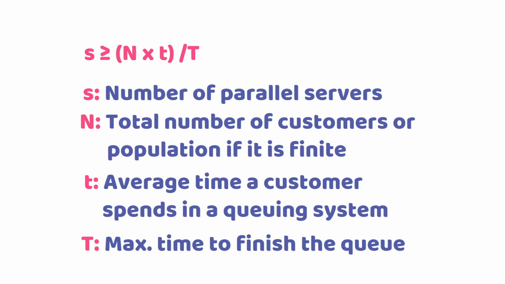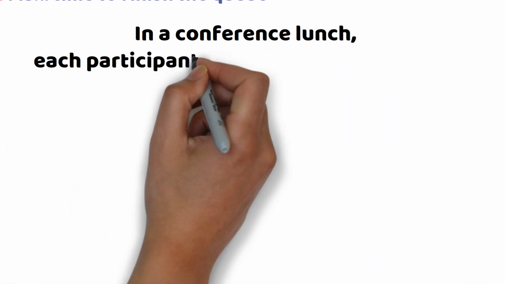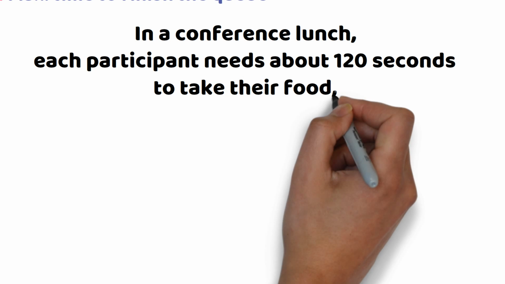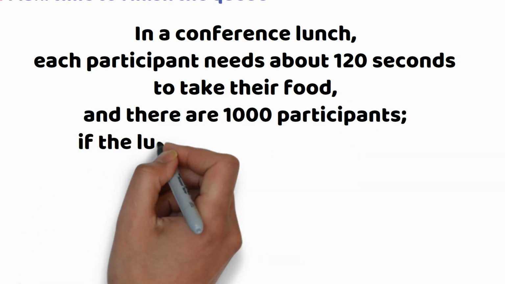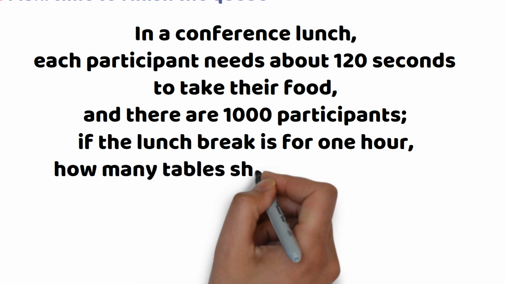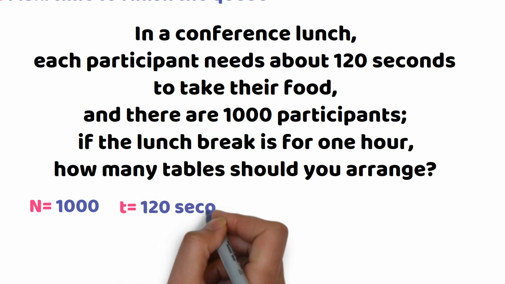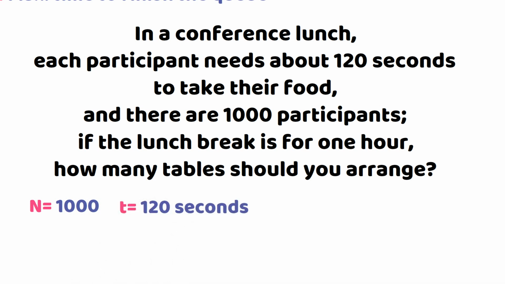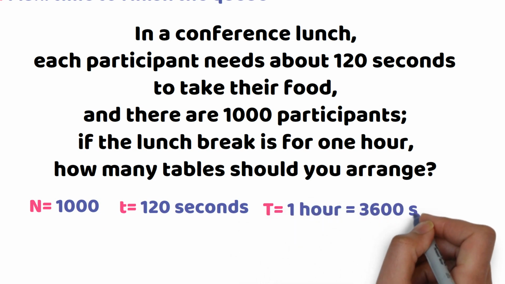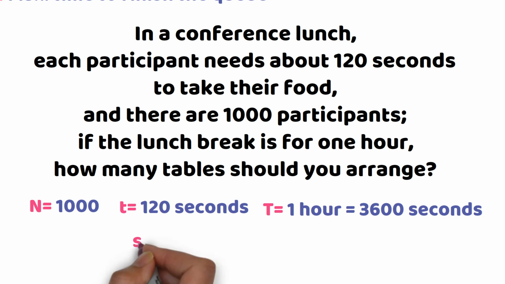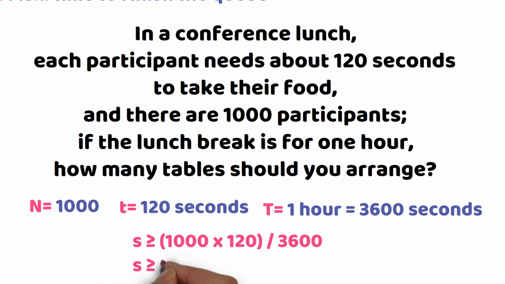the queue. For example, in a conference lunch, suppose each participant needs about 120 seconds to take their food, and there are 1,000 participants. If the lunch break is for 1 hour, how many tables should you arrange? Here, N is 1,000. T is 120 seconds. And T is 1 hour, meaning 3,600 seconds. Let us put everything into the formula. It comes out to be 34. So, you need to arrange a minimum of 34 tables to serve the food to all participants within 1 hour.